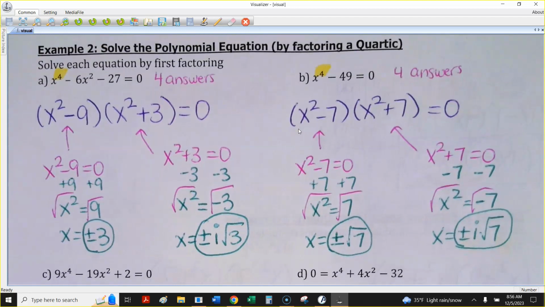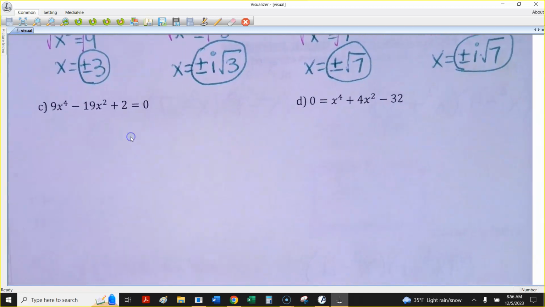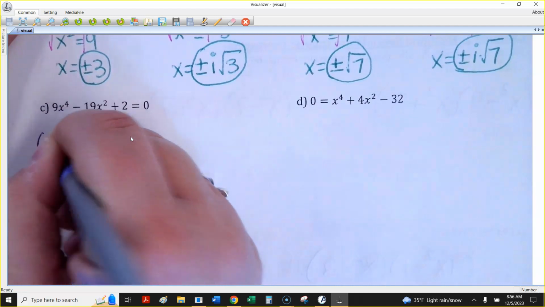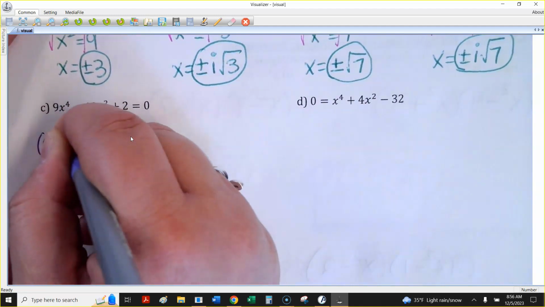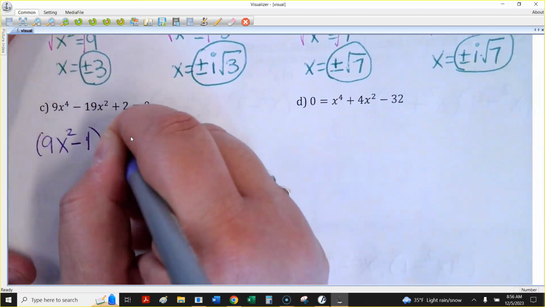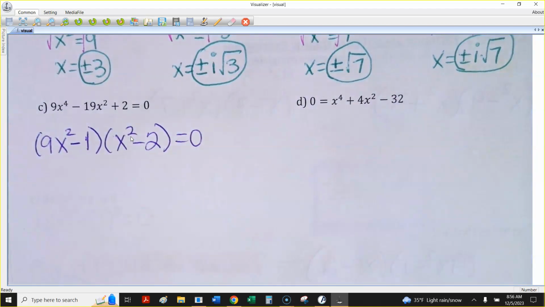Okay, this is the last one that we did that we've already factored. So let's just try this one here real quick. So this one, what was this? This was 9x squared minus 1 and then x squared minus 2. That was the factored form we had for this. We've been doing this question. This is the third time we've done this question.